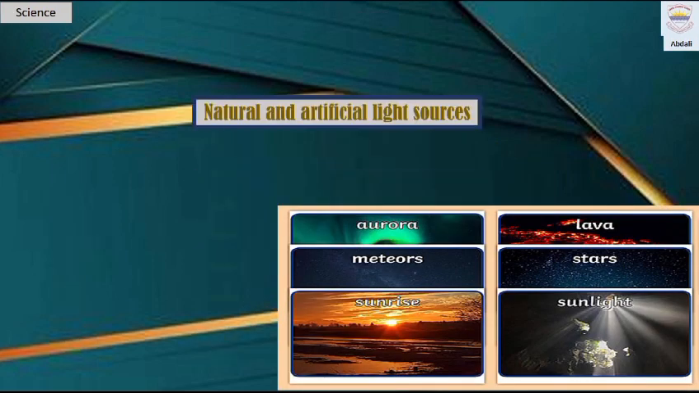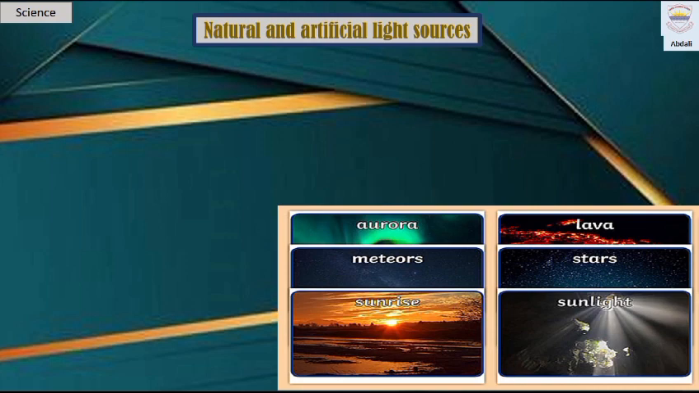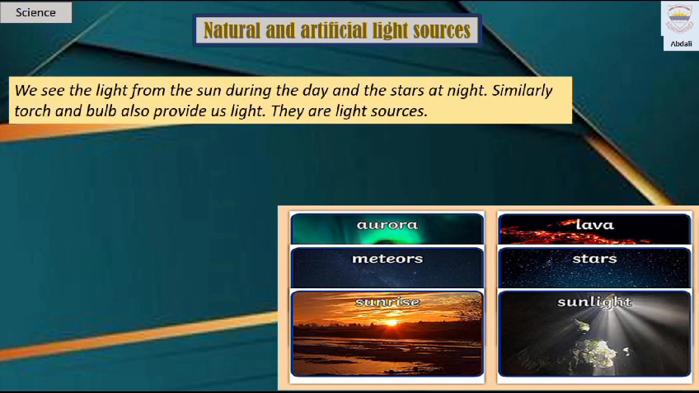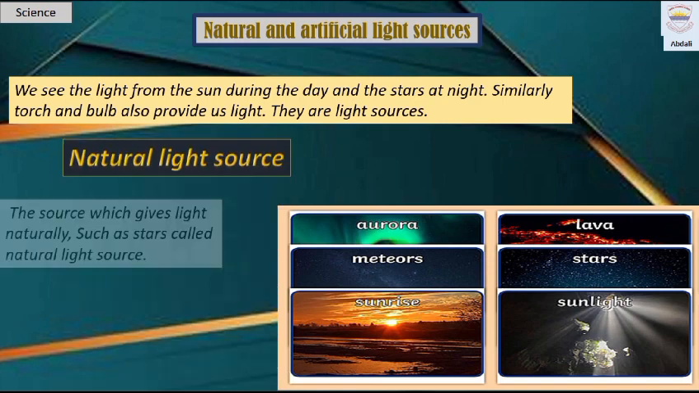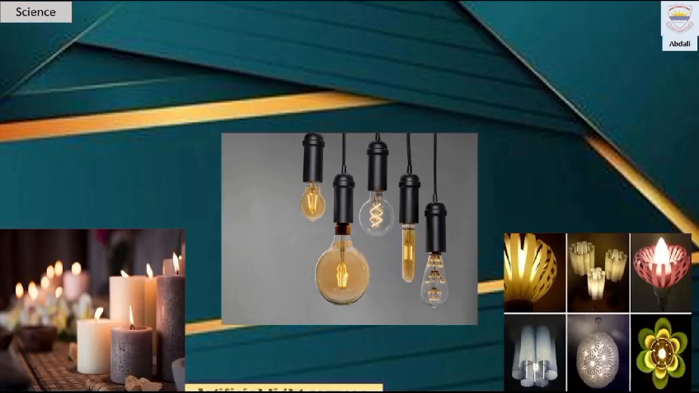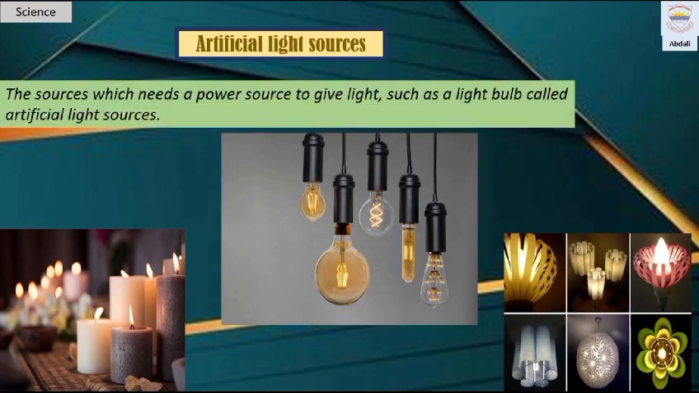Natural and artificial light sources. We see the light from the sun during the day and the stars at night. Similarly, a torch and a bulb also provide us light. They are light sources. A light source is an object which gives out light. The source which gives light naturally, such as the stars, is called a natural light source. The source which needs a power source to give light, such as a light bulb, is known as an artificial light source.